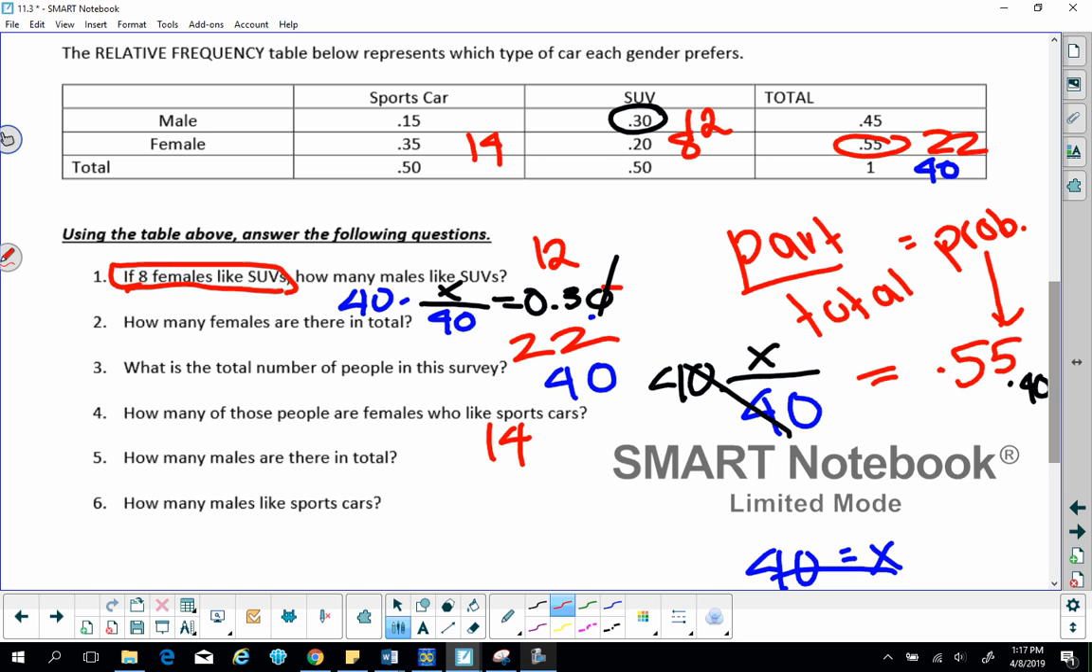How many males are there total? What am I going to do with this? 0.45 multiplied by 40. What do you get? Is it 18? How many males like sports cars? So what am I multiplying? 40 times this right here, males who like sports cars. 0.15 times 40. What are you getting?